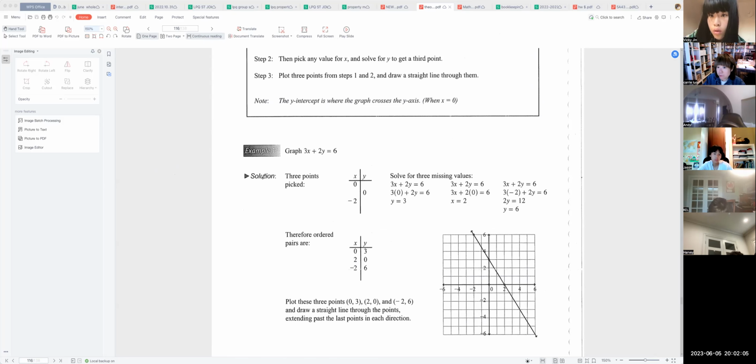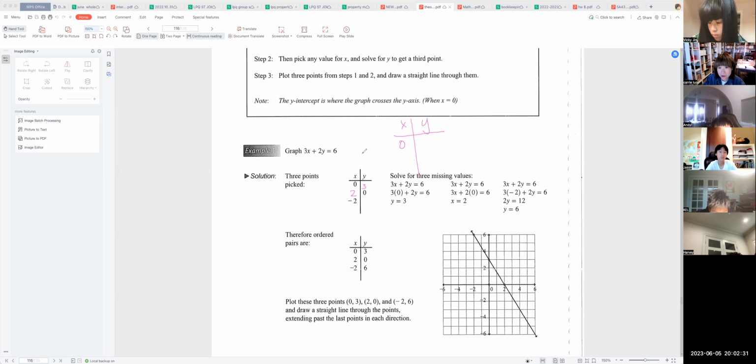There are some questions, some very easy ones, where you just create the table. Everybody, when you have 3x plus 2y equals 6, Jason, Andy, you're going to create a table first for x and y. So when x equals 0, y equals what? y equals 3. And when y equals 0, x equals what?